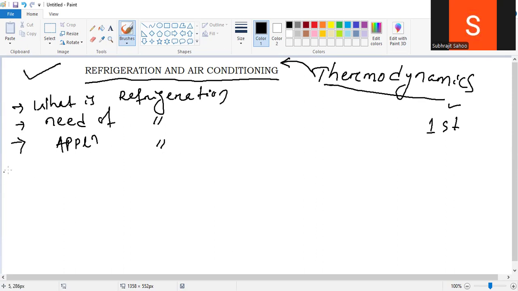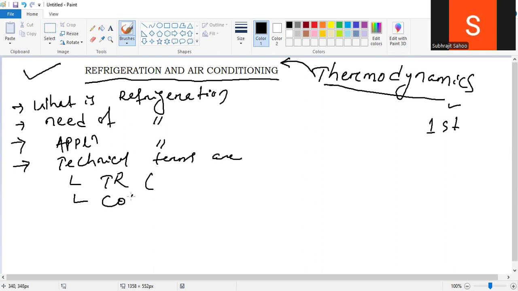Next, after that, there are several technical terms we have to study, like TR, ton of refrigeration, the unit of refrigeration, and COP, the coefficient of performance of refrigeration. Like this, we are going to discuss all these things slowly, one by one. These are the several technical terms we have to discuss.